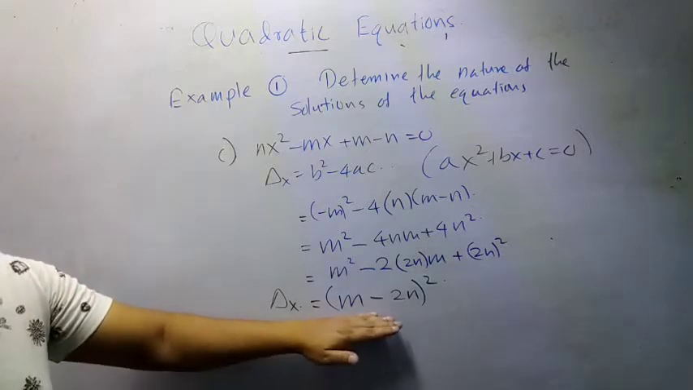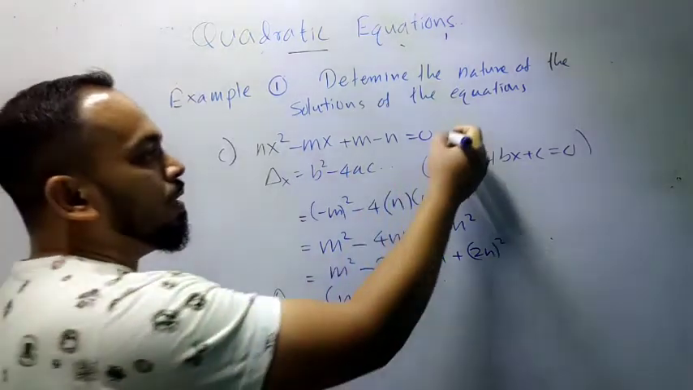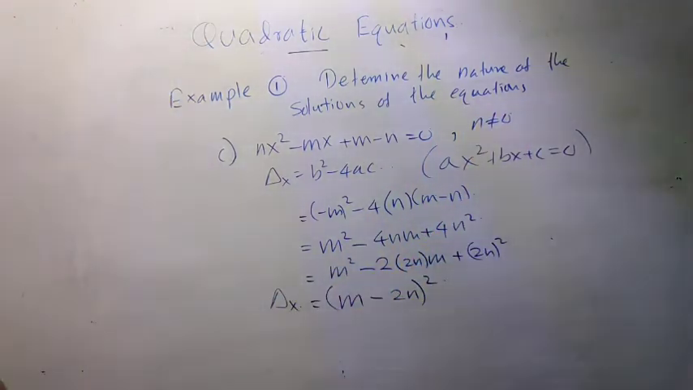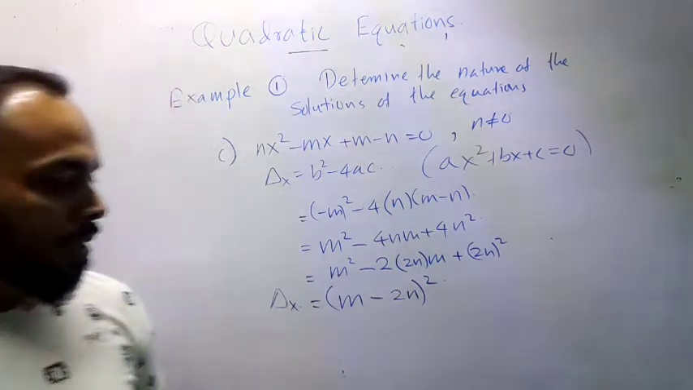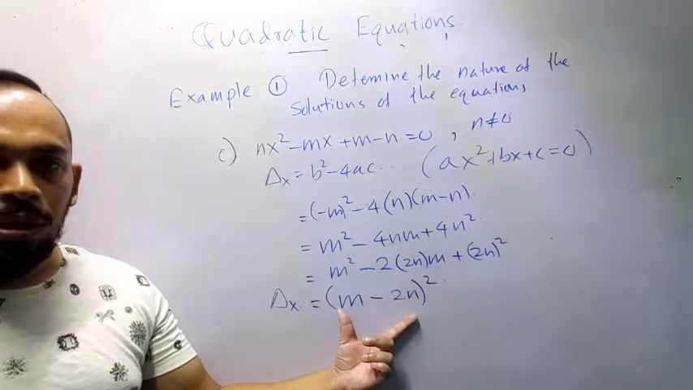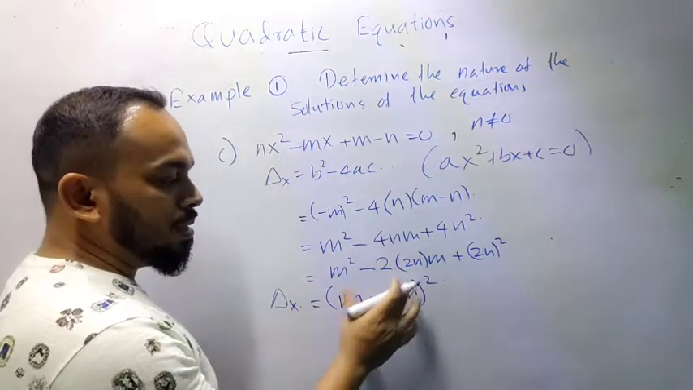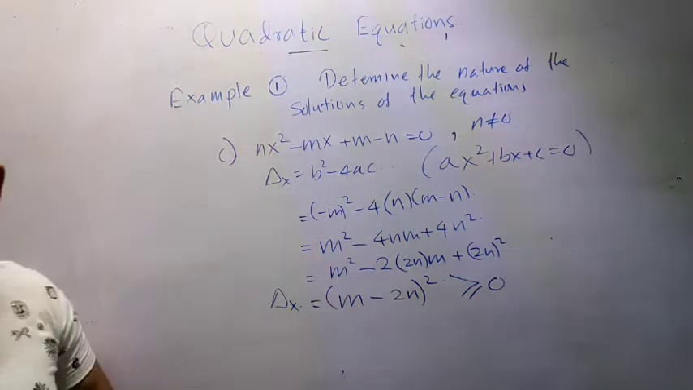So we have m minus 2n. Now we know that n cannot be equal to 0. That's okay. But the question is m minus 2n. Can this expression be 0? So this is a complete square. Can we have this? Yes.